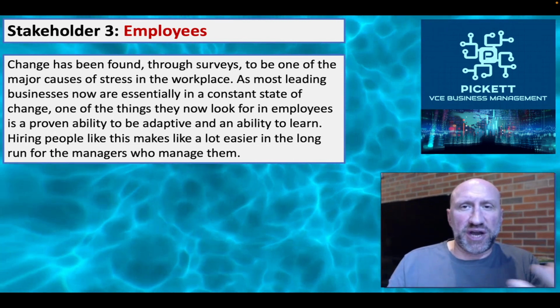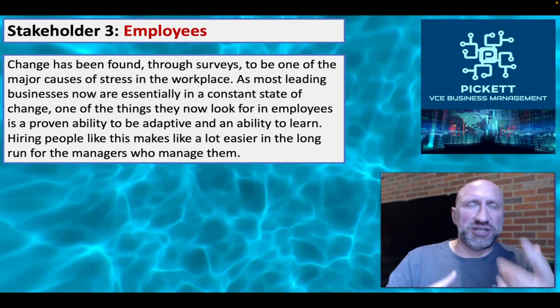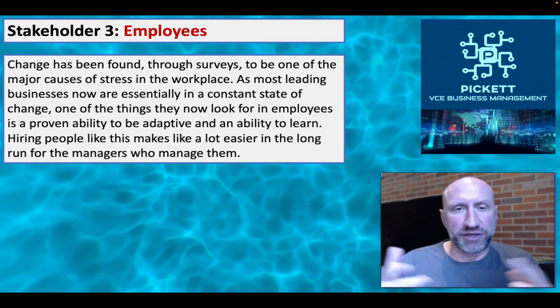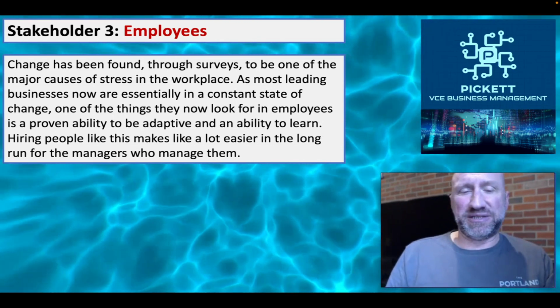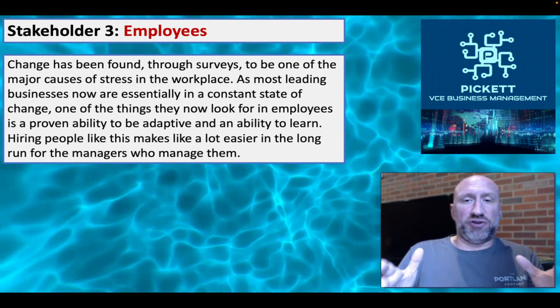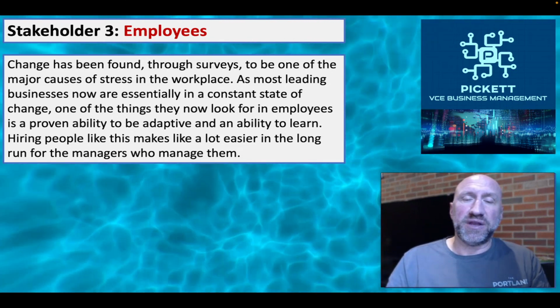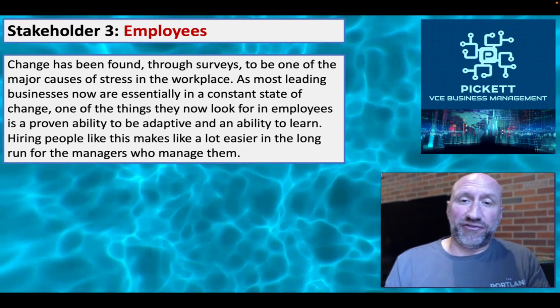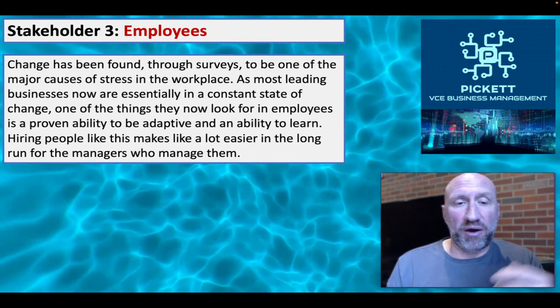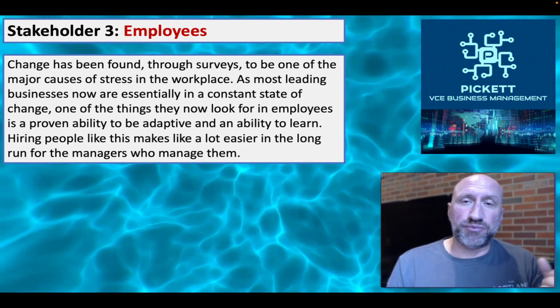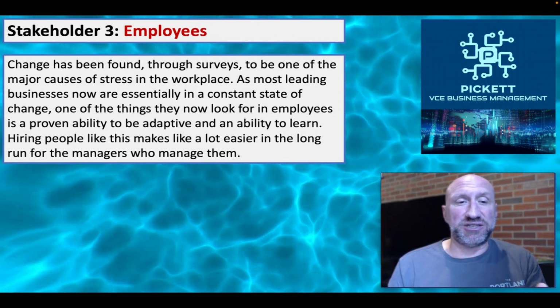It's constant change. The world that we live in now is changing and evolving all the time. So basically, a lot of big businesses now are just in this state of constant change, okay? So one of the things I actually look for in their employees when they're hiring, recruiting, is a proven ability to be adaptive and ability to learn.